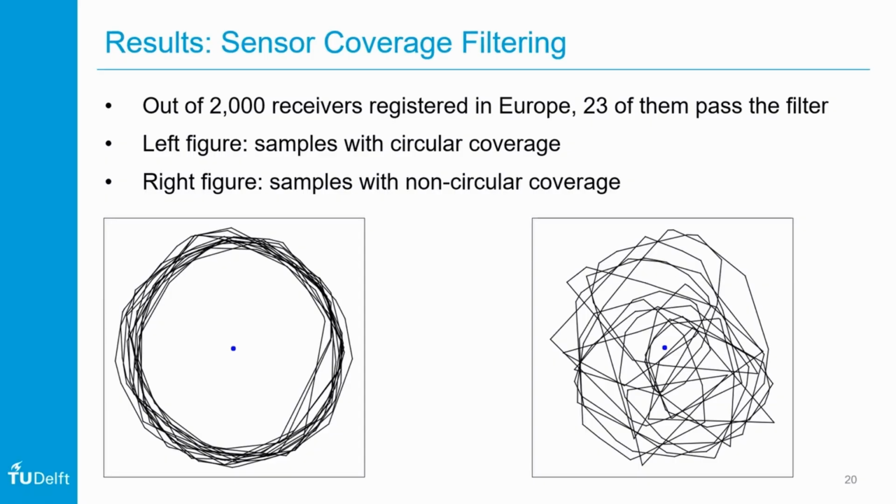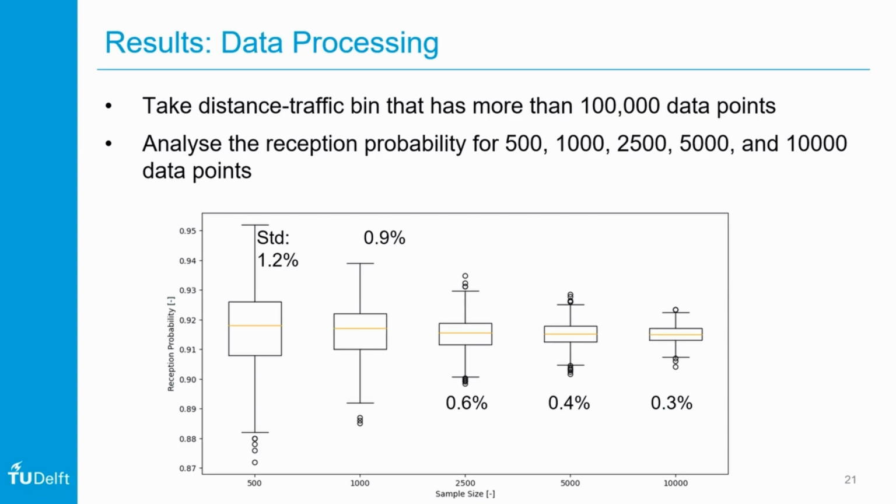And yeah, only 23 out of the more than 2,000 receivers pass this sensor coverage filtering. Then we take one distance-traffic bin that has more than 100,000 data points, and we analyze the number of data points required. We select 2,500 data points as sufficient because the mean is about the same as when we have 10,000 data points, 4 times more, and the standard deviation is only 0.6%. So we think it's a good trade-off.